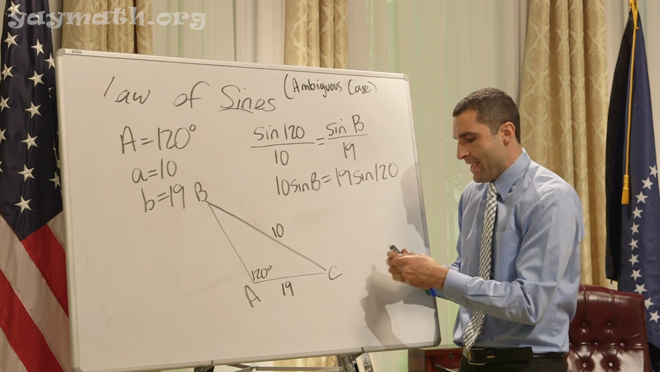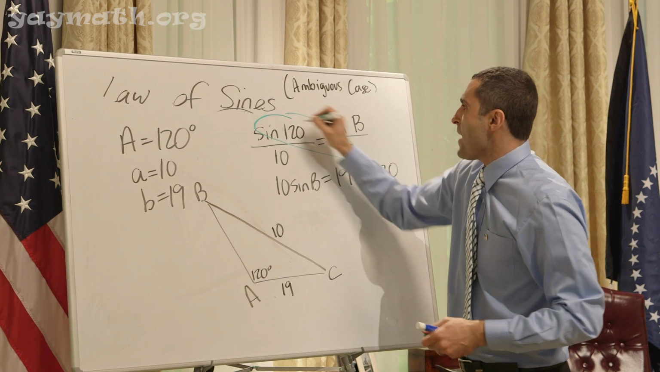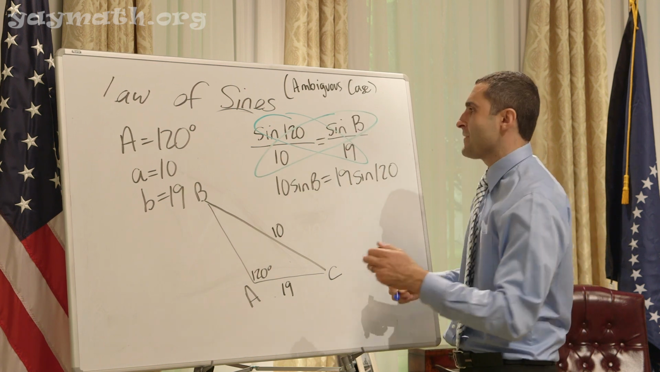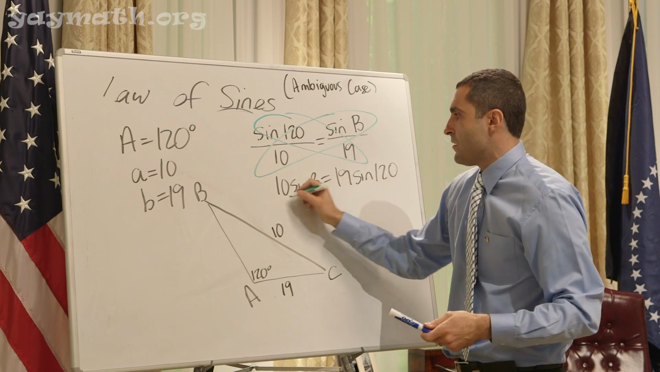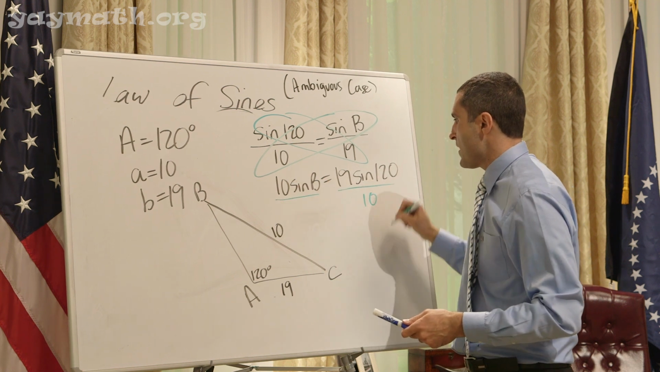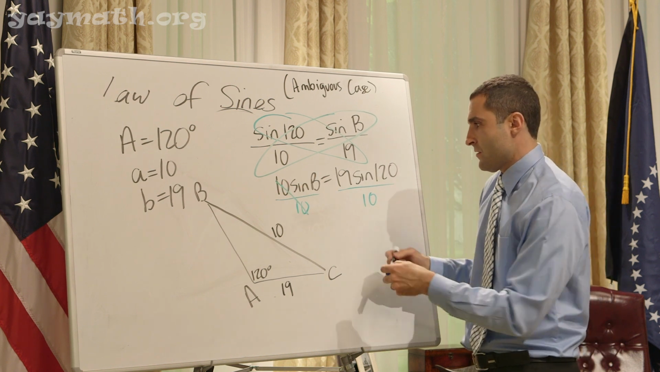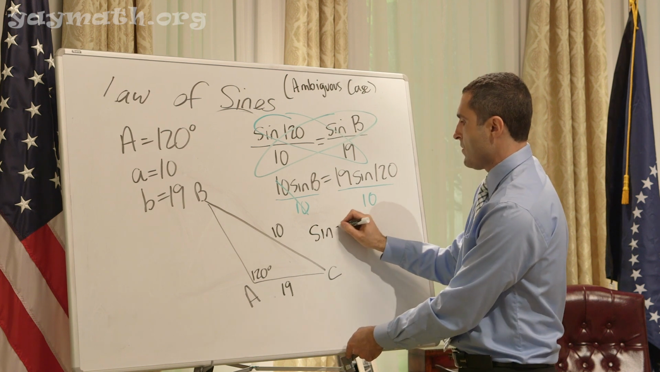Divide both sides by 10. Exactly. Good job. Did you hit the wall? That was what I wanted. I got like 3 over 19, 20. It's on my calculator. So sine B equals what? I got sine B equals 19 root 3 over 20.